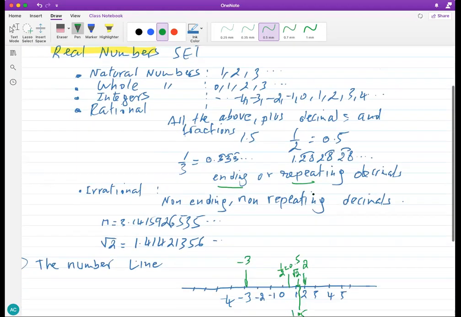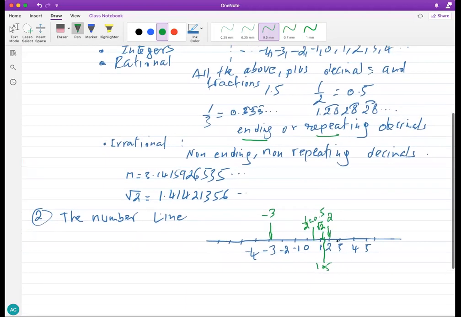And then we have pi. Pi is 3.14. Between what numbers do we find pi? Which numbers? If you want to put this on the number line, where would you put it?